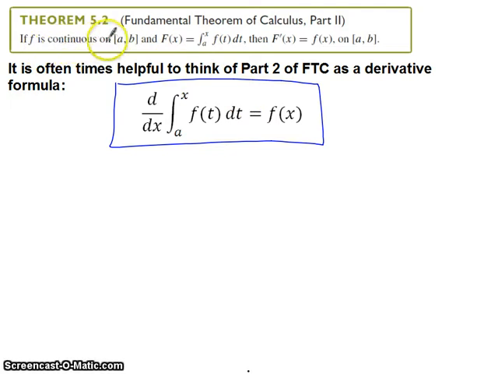So if f is continuous on the closed interval a to b, and you define this capital F function to be a definite integral with x as the upper limit of integration, then the derivative of that function is just going to be the integrand that you have here with the upper limit of integration replacing the t. And so what we usually did was we thought of this as a derivative formula. So if we're taking the derivative with respect to x of this type of function, all we're going to do is put the x in place of the t, and that's our answer.